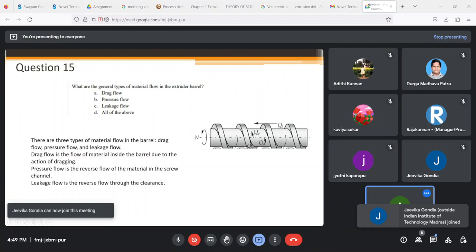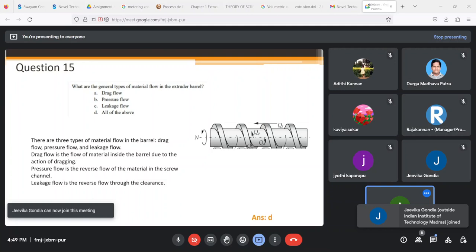Actually there's also something known as the axial flow, where your liquid flows in this direction, but that is not something that we're dealing with right now. So in this case, drag flow, pressure flow and the leakage flow together all contribute to the net flow of your food product from your feeding zone to the metering zone. So the answer is option D. All of these flows are involved in flowing your food product from the feeding zone to the metering zone.